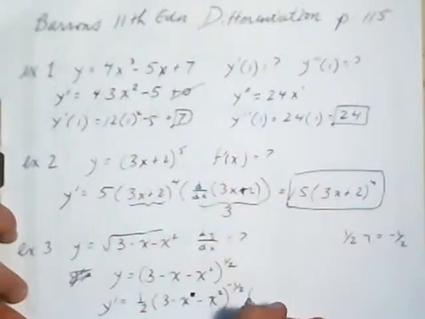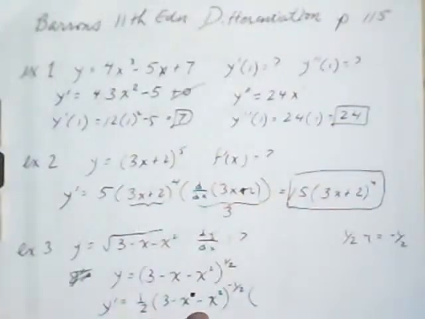That's negative 1/2. Times the derivative of the inside. That's the chain rule portion right over here. The derivative of 3 is 0. The derivative of x squared is minus 2x.